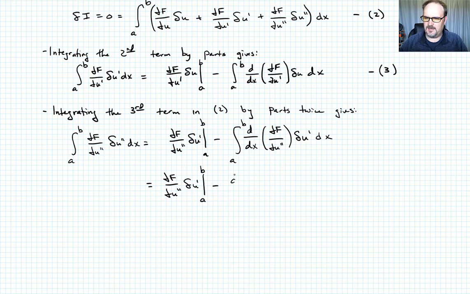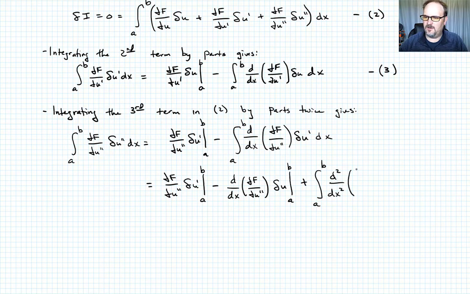Now let's do this again. This now looks like minus d by dx of partial f with respect to u double prime times delta u evaluated from a to b, and then minus a minus is a plus, so this becomes plus the integral from a to b of d squared dx squared of partial f with respect to u double prime times delta u dx. Let's call this equation 4.